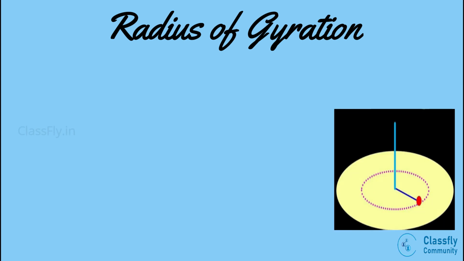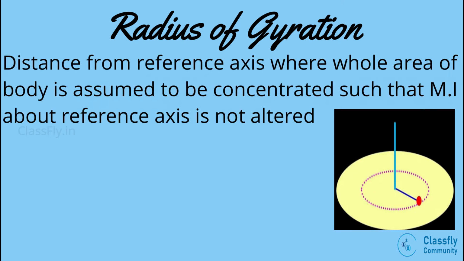Next, radius of gyration. Well, radius of gyration is the distance from the reference axis where the whole area of the body is assumed to be concentrated such that this does not alter the moment of inertia about the reference axis. The radius of gyration k is given by root of I divided by A, where I is the moment of inertia about the reference axis and A is the area of the object.